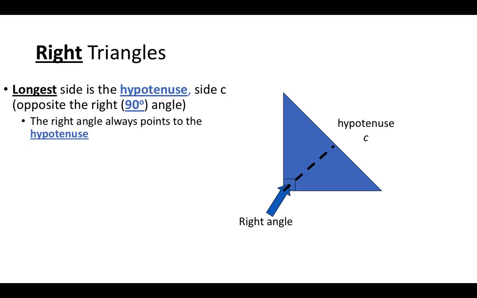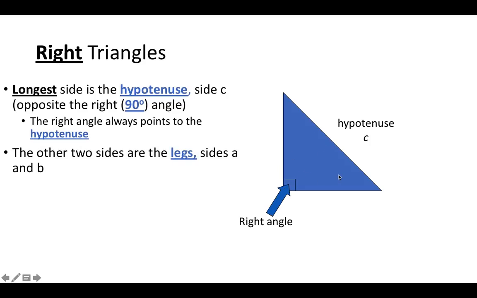And then the right angle always points towards the hypotenuse. That's how you can always find the hypotenuse. Find the right angle and it doesn't touch the hypotenuse. The sides that do touch it are called the legs. And these are leg A and leg B.